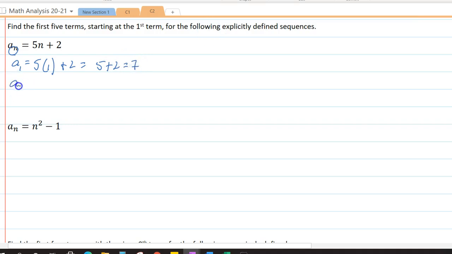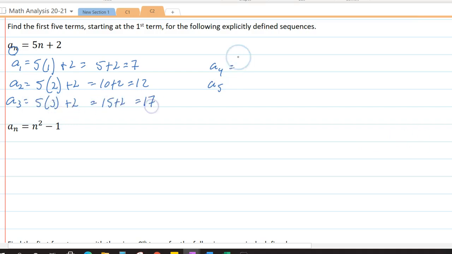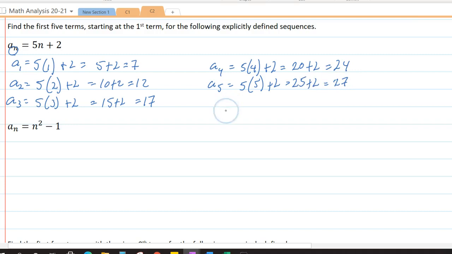They want the first 5 terms, so we do it again. A sub 2 is equal to 5. Instead of writing n, we wrote 2, so we put 2 plus 2. That gives me 10 plus 2 is equal to 12. Now we're going to do this for the first 5 terms. So we're going to do a sub 3, a sub 4, and a sub 5. So the first 5 terms would be 7, 12, 17, 22, and 27.